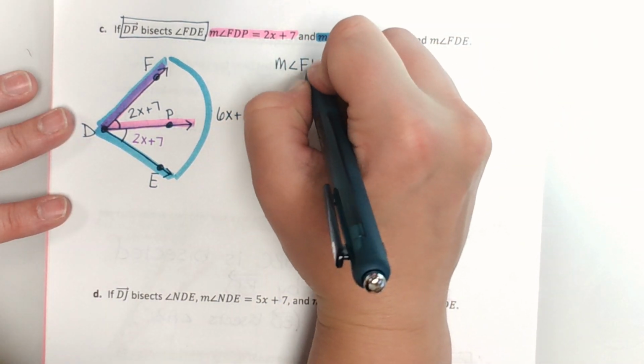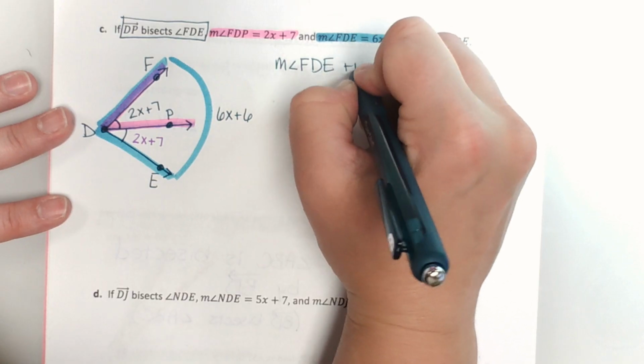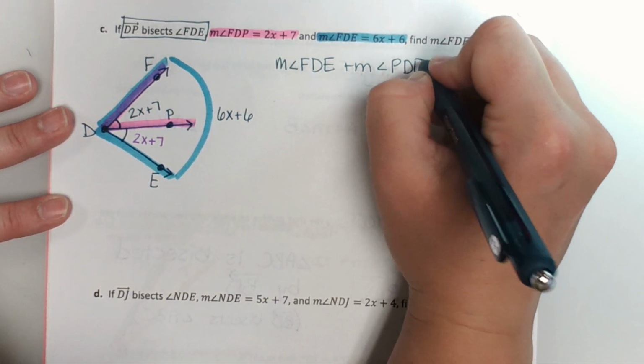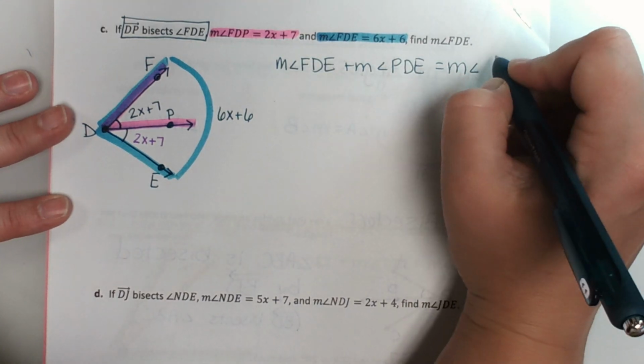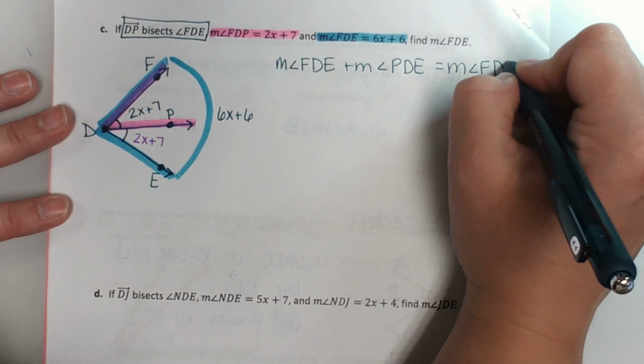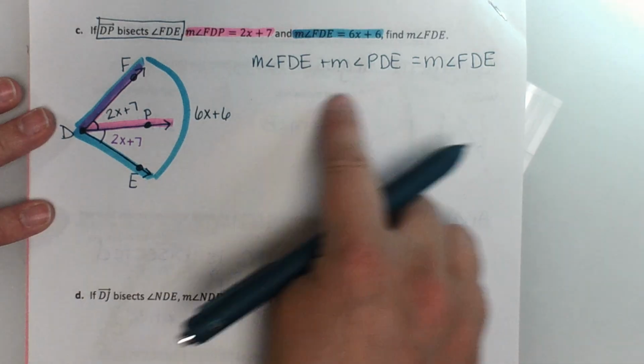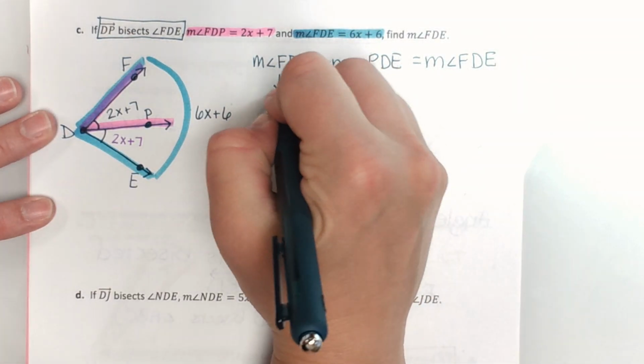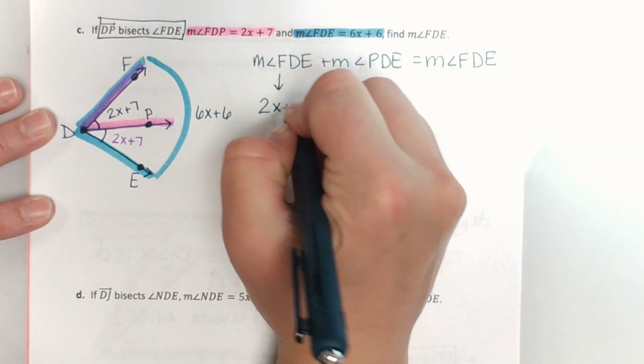Technically, we're doing this. The measure of angle FDE plus the measure of angle PDE is equal to the measure of angle FDE. Again, I write this out because it's good practice for the future. But you can jump directly to this.